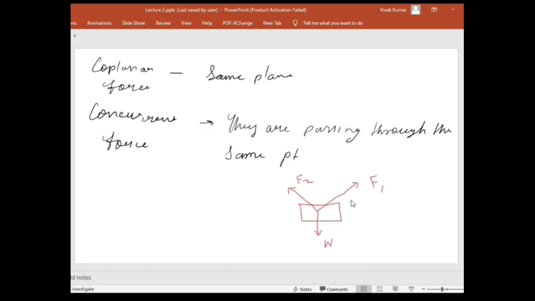Yes. जैसा आप यहाँ पे देख रहे हैं कि ये तीनों फोर्सेस किसी एक ब्लॉक के ऊपर एक्ट कर रहे हैं, and if all the forces are passing through the same point, then this system of forces is known as concurrent force system. Okay?